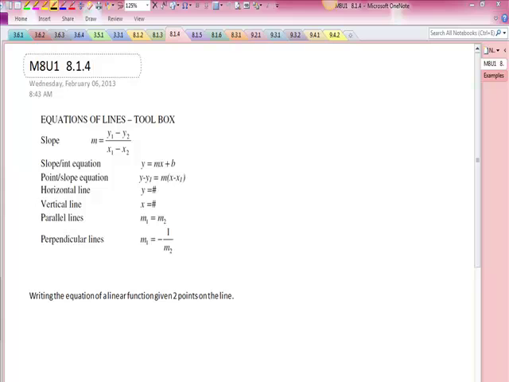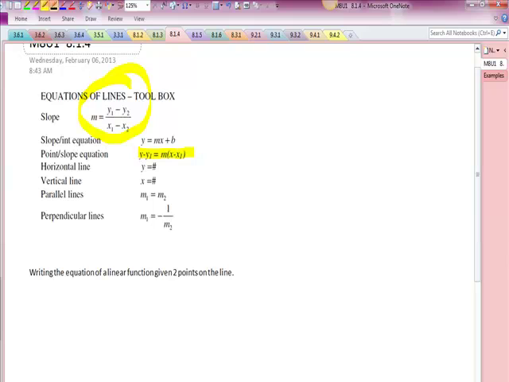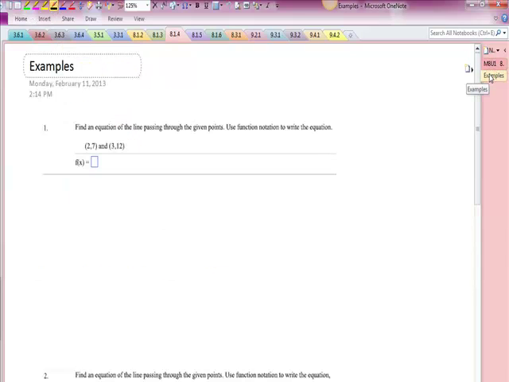We're going to need, though, 2 of the tools from this little toolbox. We are going to need the actual slope formula, where you find the slope when you're given 2 points, and we're also then going to turn around and use the point slope form. So these problems will be 2-step problems. Let's take a look.